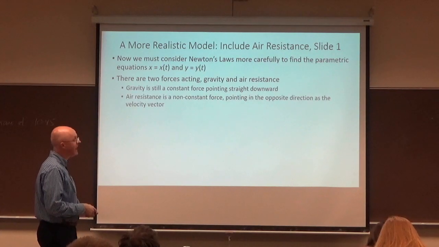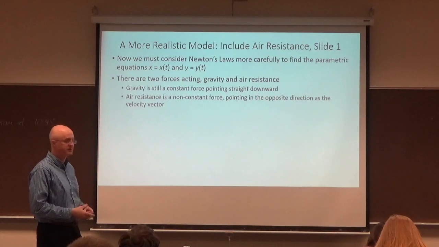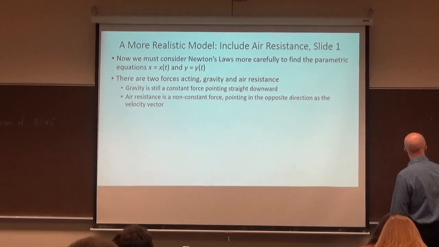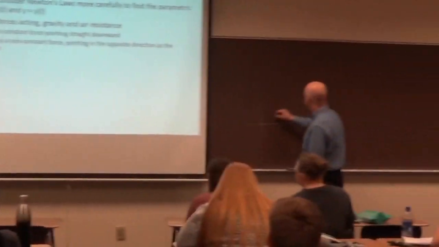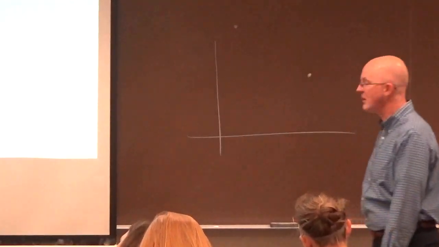Air resistance is a non-constant force, actually. It points in the opposite direction as the velocity vector. We can draw the general picture here. So you fire the projectile, it's maybe right about there at a certain moment in time.